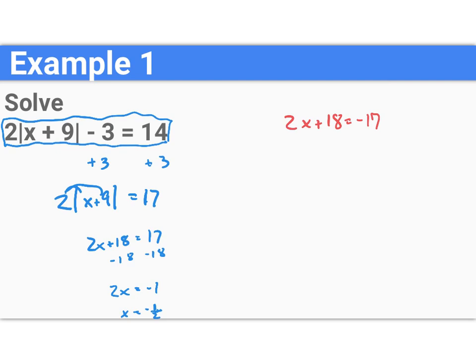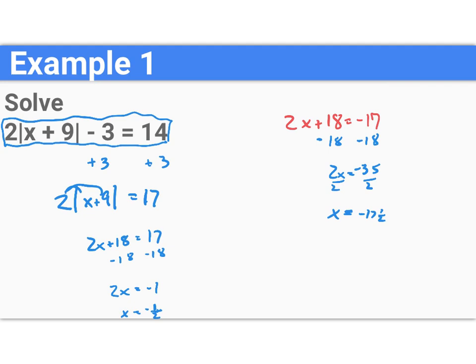So now let's look at the negative. Let's subtract 18 and get 2x equals 35. Divide by 2, divide by 2, x equals negative 17.5. Negative 17.5 plus 9 is negative 8.5. Okay, 17.5, negative 8.5, it still works. Okay, so that is that.